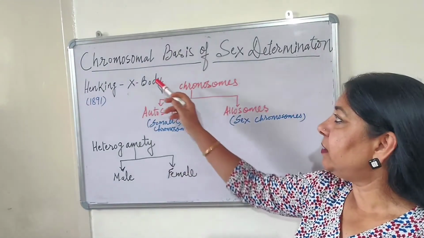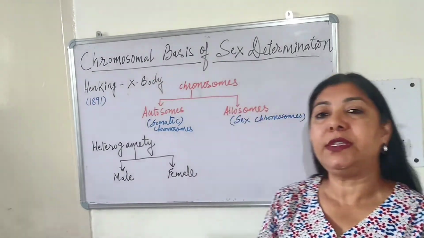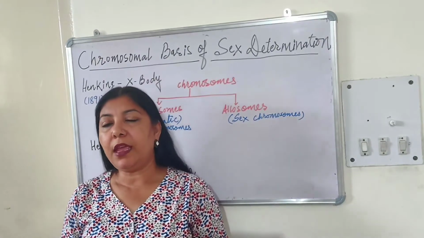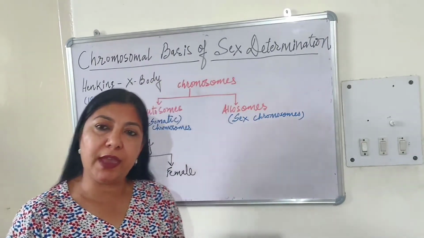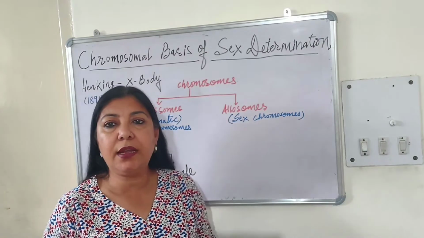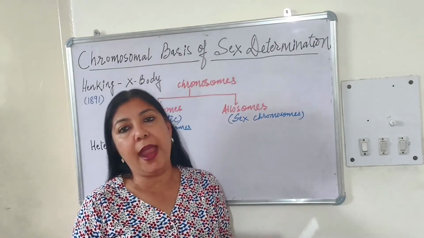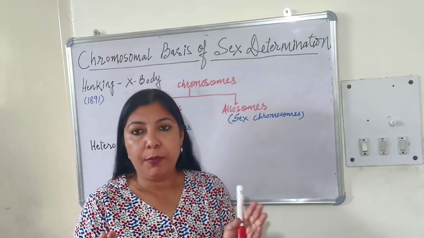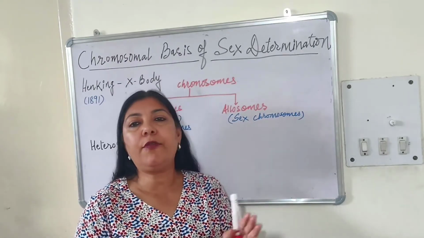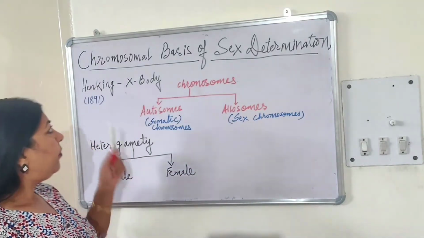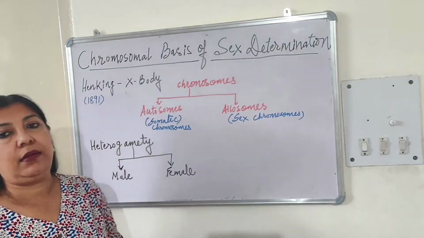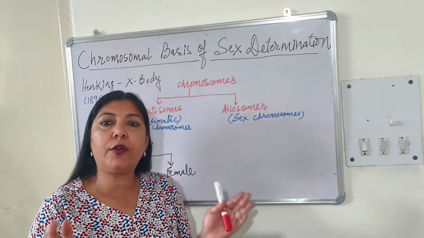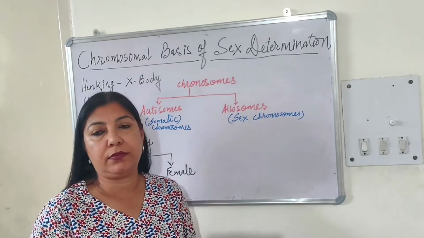So today's topic is the chromosomal basis of sex determination. After Sutton and Boveri gave the chromosomal theory of inheritance, many scientists started working on the structure and behavior of chromosomes, especially during meiosis, because during meiosis gamete formation takes place. So in 1891, Henking was working on the behavior of chromosomes in insects.